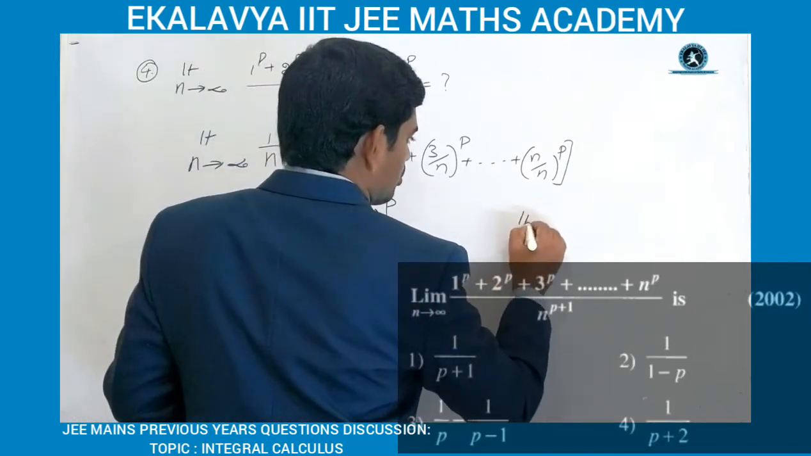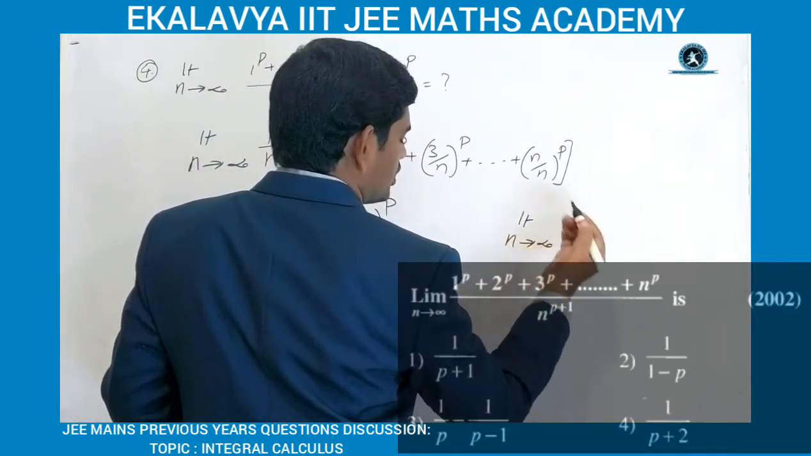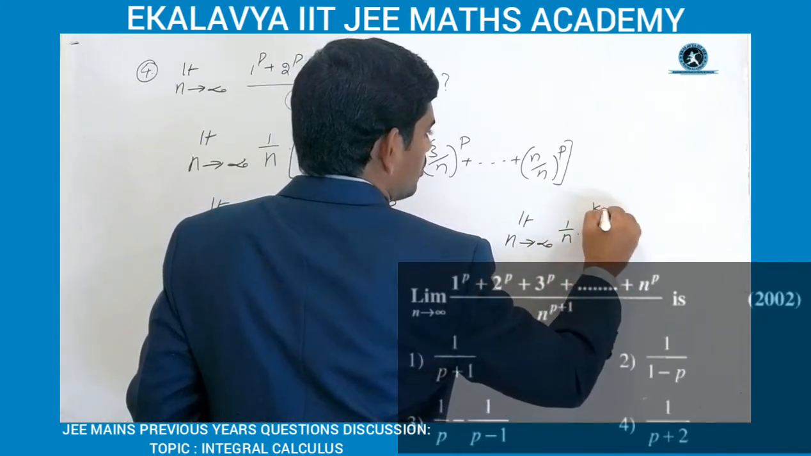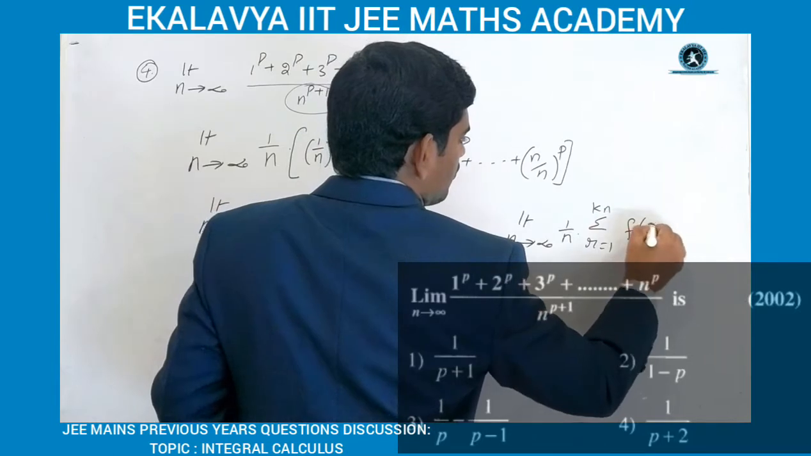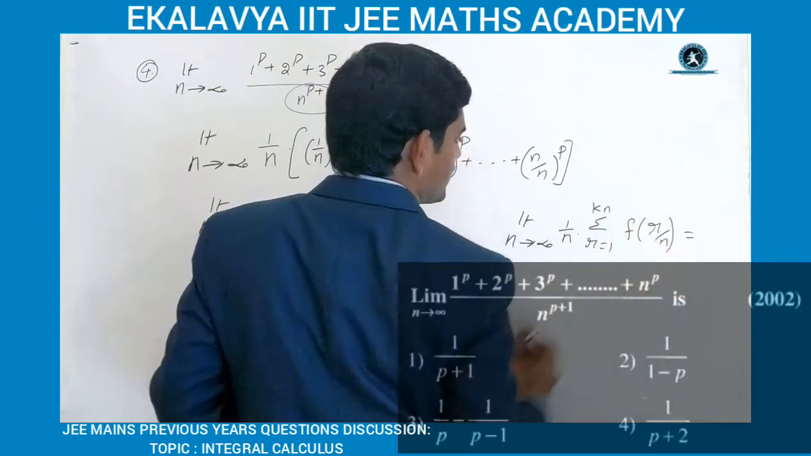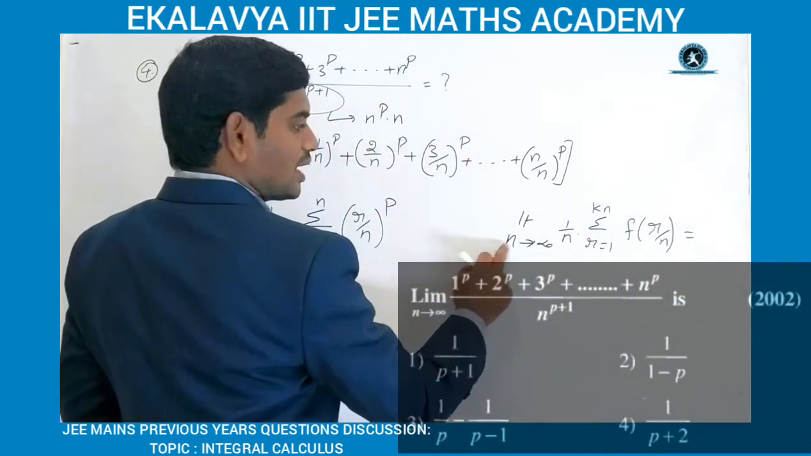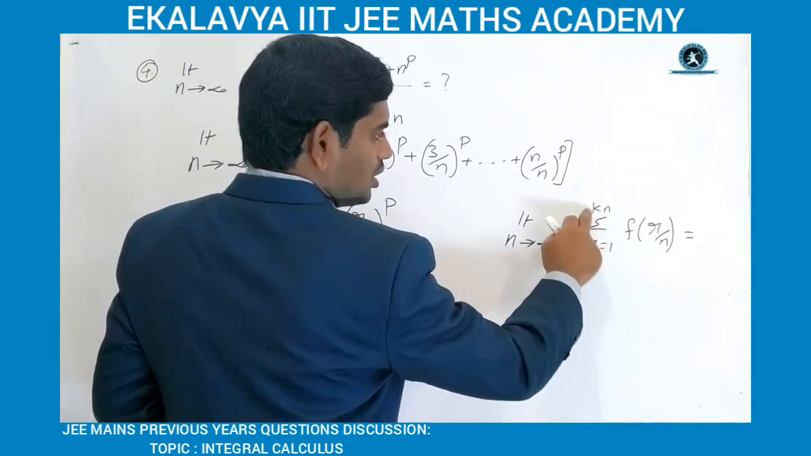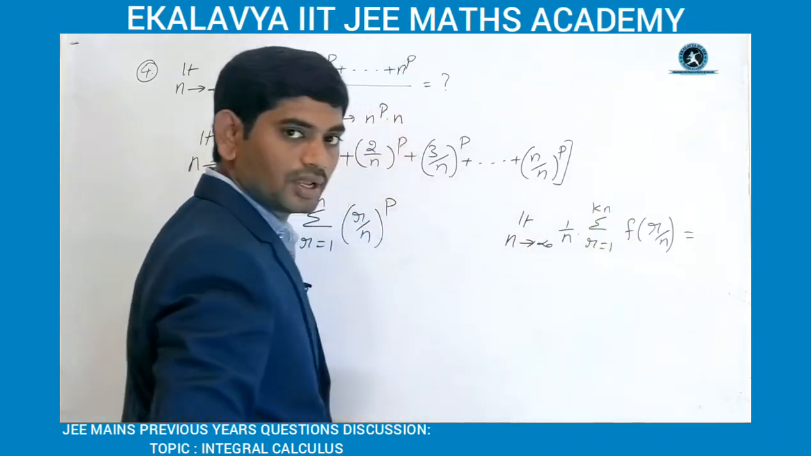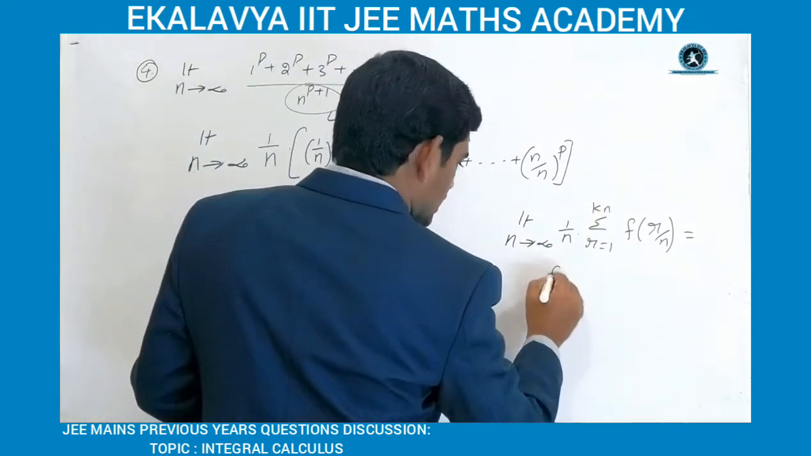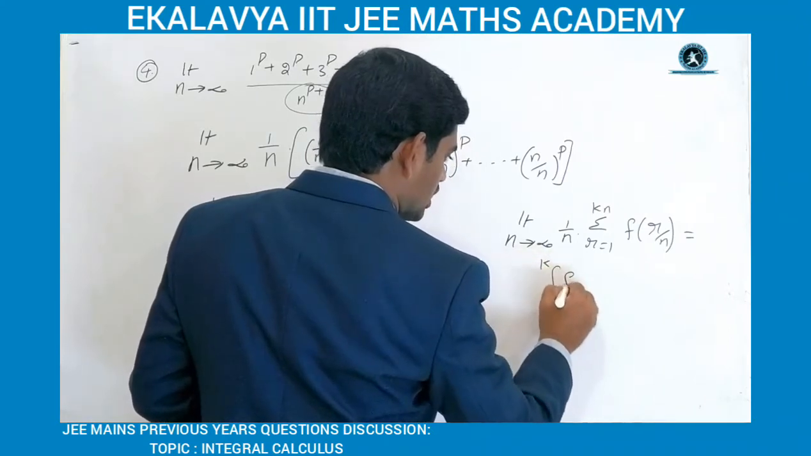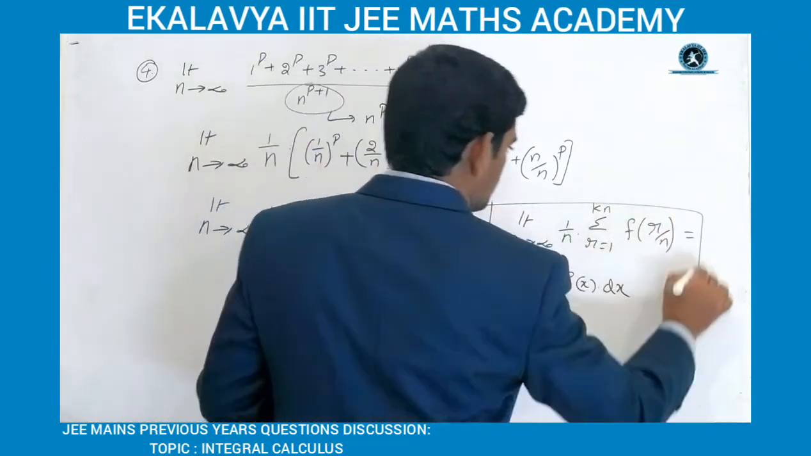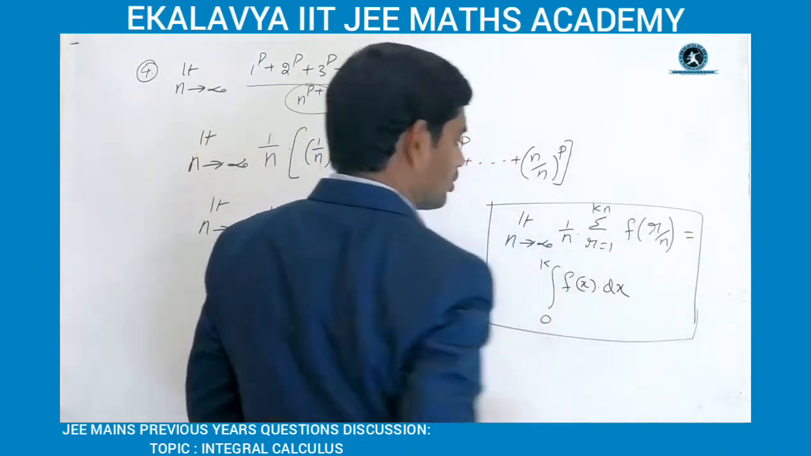So we have one formula: limit n approaches infinity of 1 by n summation r equal to 1 to k times n of f of r by n, which is equal to integration of 0 to k of f of x dx. So by using this property we are going to solve this problem.